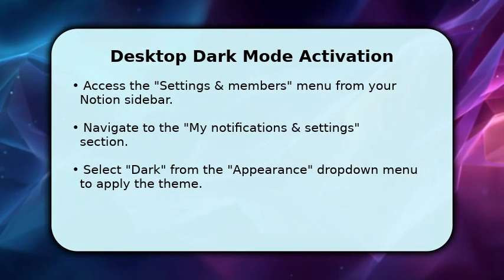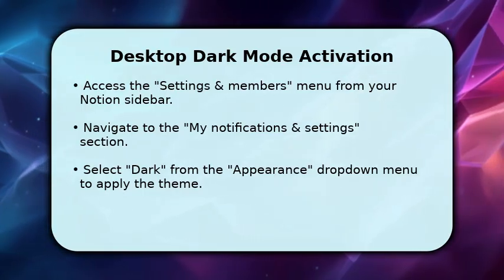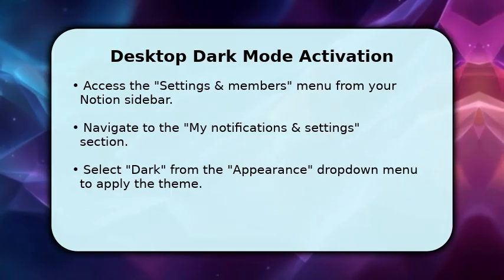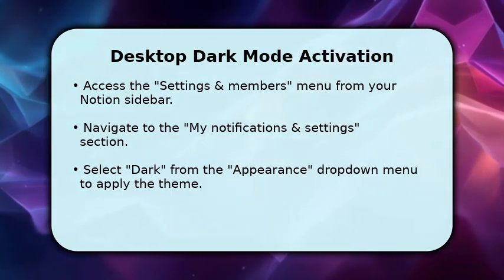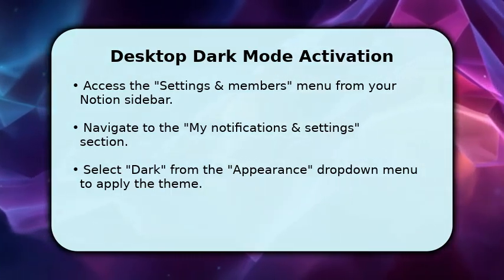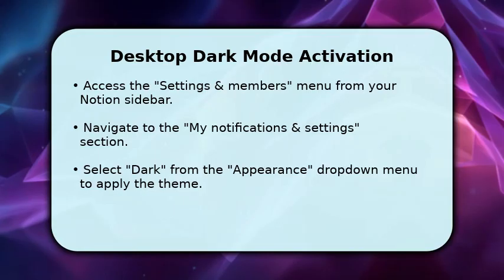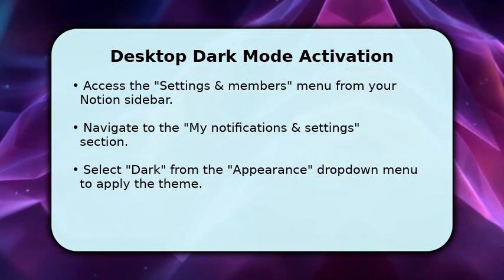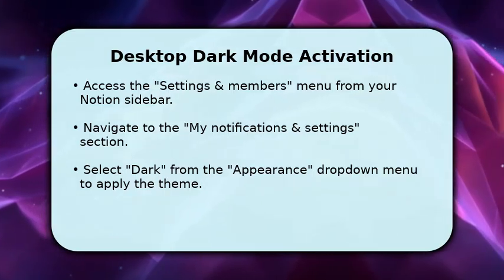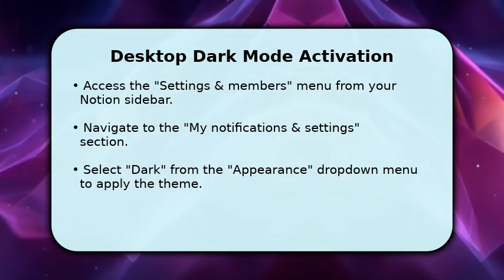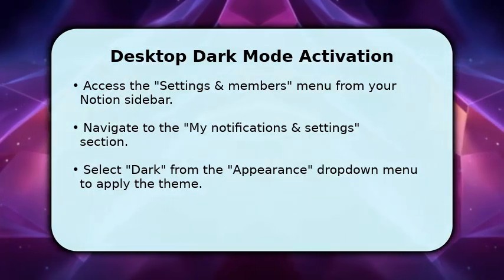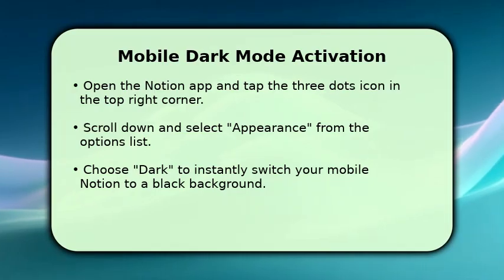For desktop users, enabling dark mode is straightforward. First, locate and click on Settings and Members in your Notion sidebar. Next, navigate to the My Notifications and Settings section within the menu. Here, you will find an Appearance drop-down menu. Simply select Dark from the available options, and your Notion workspace will instantly switch to a black background, providing a fresh, new look. If you are using Notion on your mobile device, the process is just as simple.